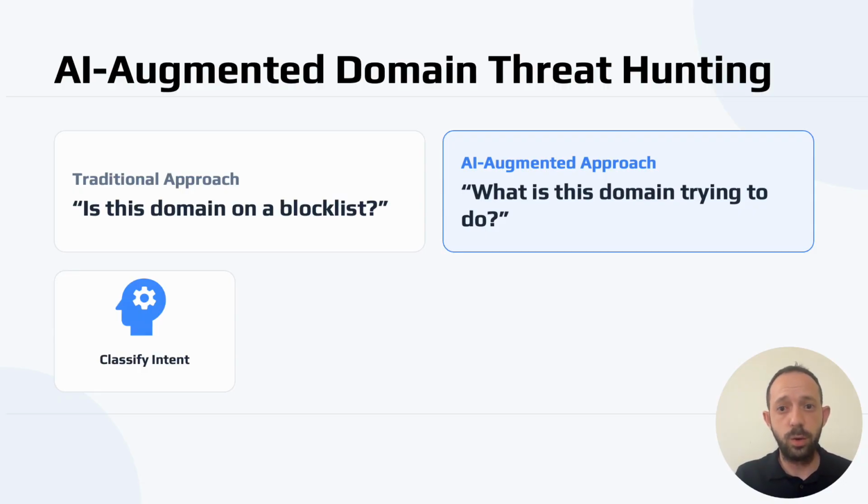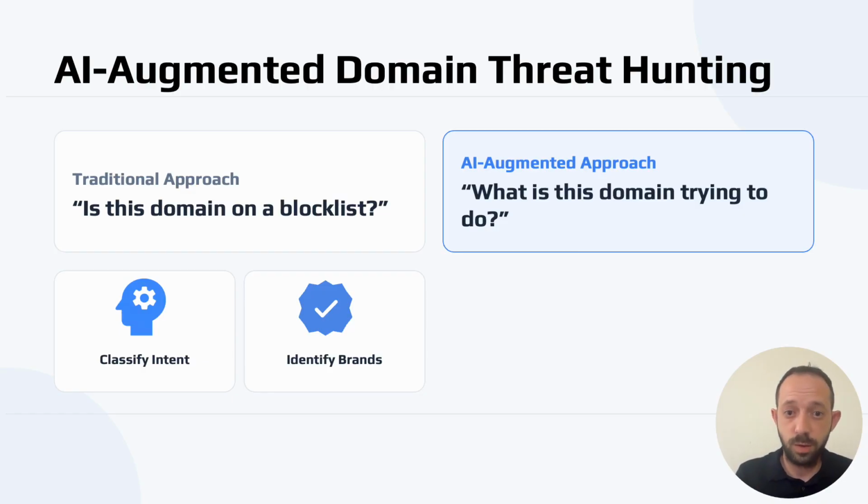Instead of relying on historical data, AI analyzes the domain structure, the naming patterns, and the page content, and everything is done in real time. It can identify phishing, malware, etc. And it can detect brand impersonation, credential harvesting, and suspicious scripts such as obfuscated scripts or any other suspicious scripts that are used inside the code of the domain.